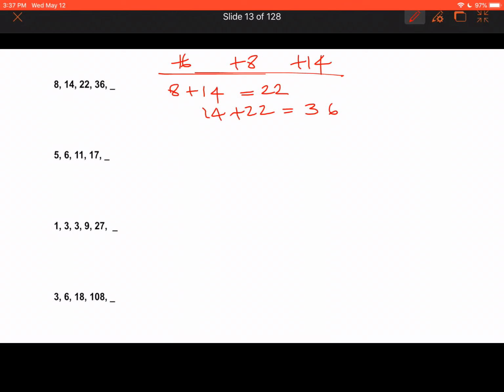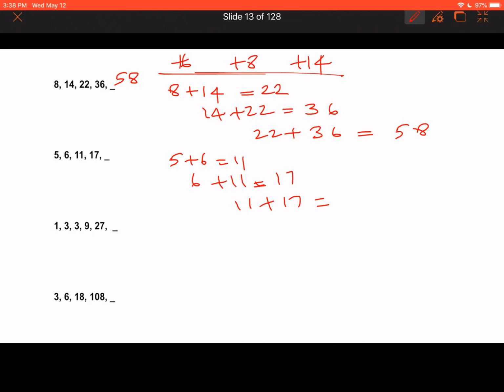Okay, so to find the answer, what we have to do is add the third and fourth terms, and the answer is going to be 58, right? Okay, so this is a new type of pattern that we are going to see, and the next few problems are going to be in this way. Okay, so let's see. 5 plus 6 makes 11, and 6 plus 11 makes 17. So to get the answer, we have to add 11 plus 17, which is going to be 28.